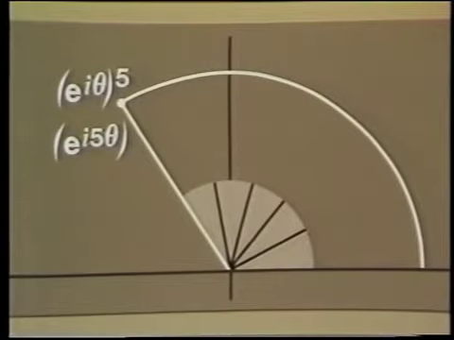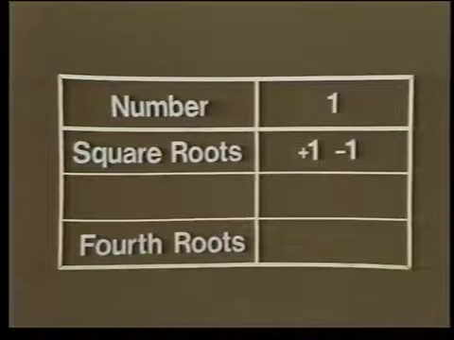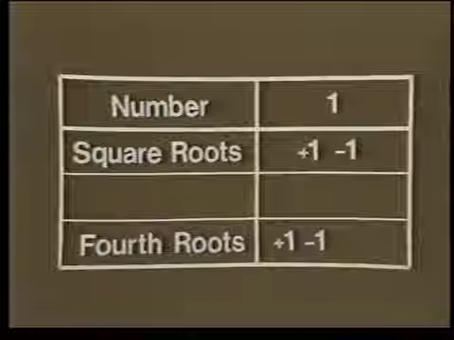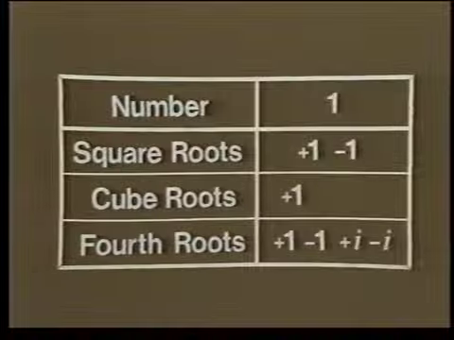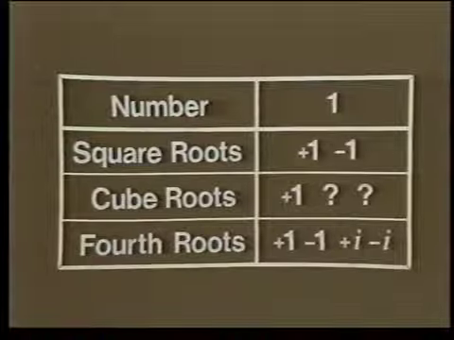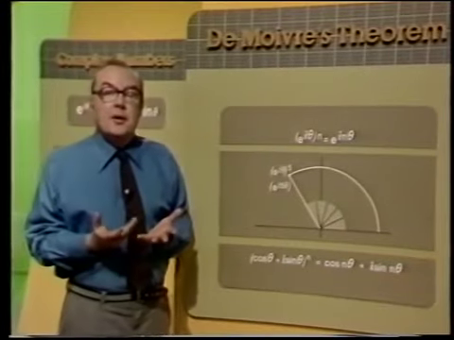So let's start with an easy number, the number 1. What are its square roots? And what are its 4th roots? Well, they're just the square roots of the square roots. Now, what about the cube roots? Well, there's 1, of course. But should there be a pattern here? Are there some more cube roots? Well, how many cube roots of 1 would you expect?